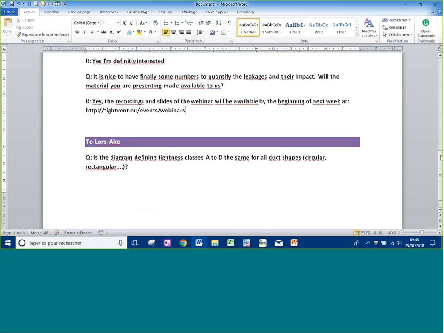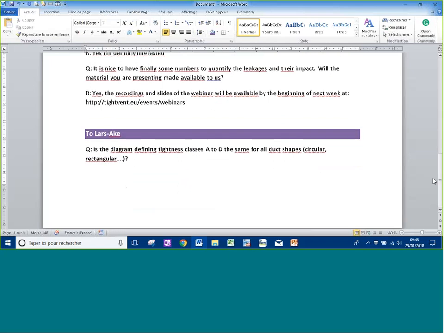And then there is a question to Lars Ack. Lars, is the diagram defining tightness classes A to D the same for all duct shapes, circular and rectangular? Yes, it is. It is the same for circular, the same for rectangular, the same for plastic, and the same for measurements done in laboratories and in situ. So the diagram is actually the same for everything.